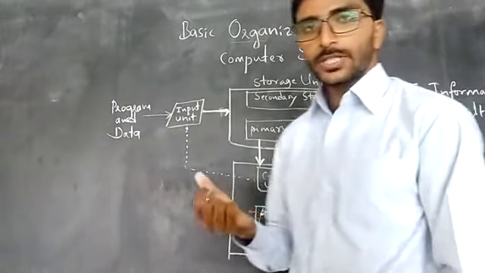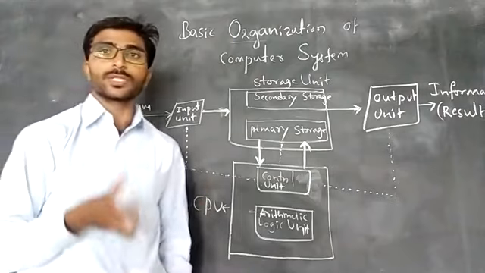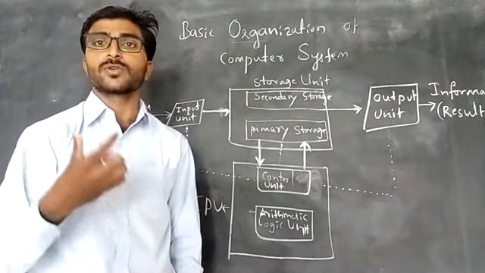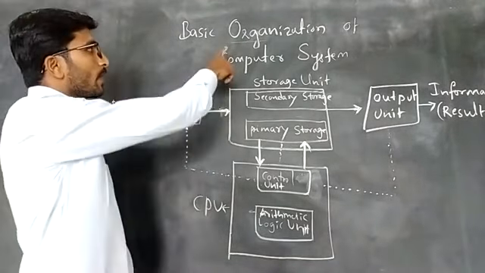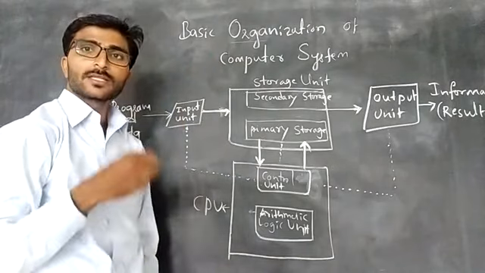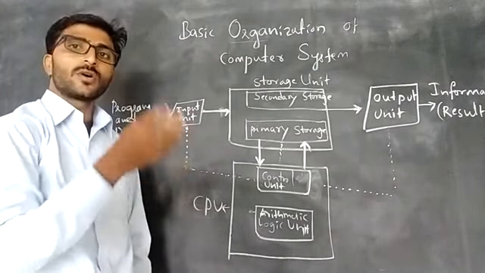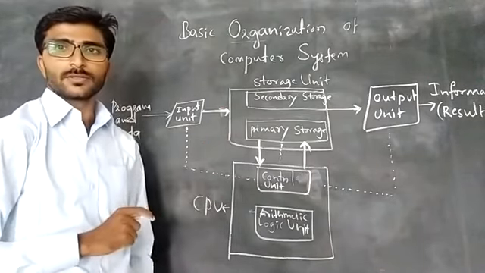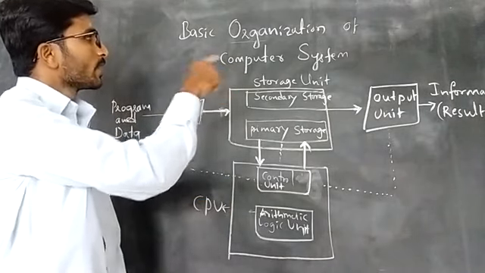In this situation, what do you have to do? First you have to analyze the question, what they are asking and what you have to write. So for that you have to draw like this. If they ask organization of computer, block diagram of computer, or structure of computer, all are the same. You have to write this system, this structure. So this is called, in total, the basic organization of a computer system.